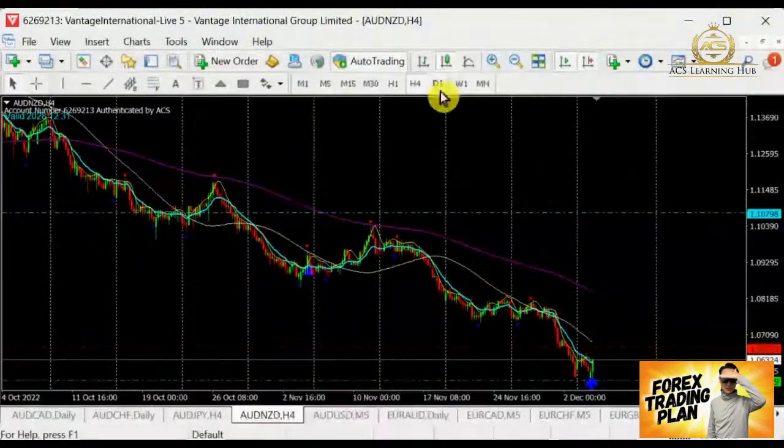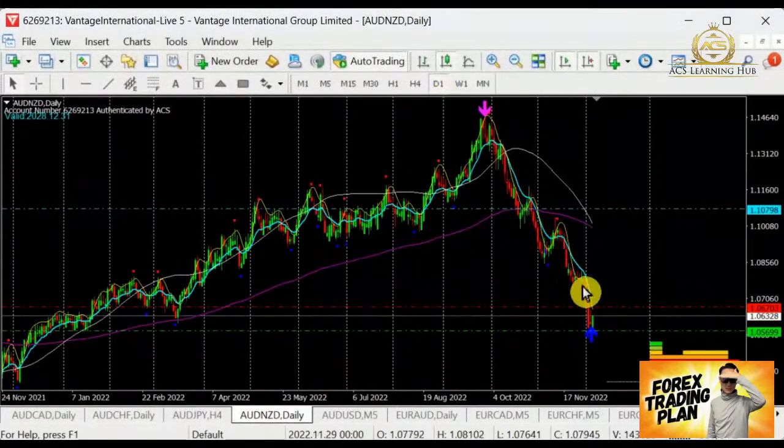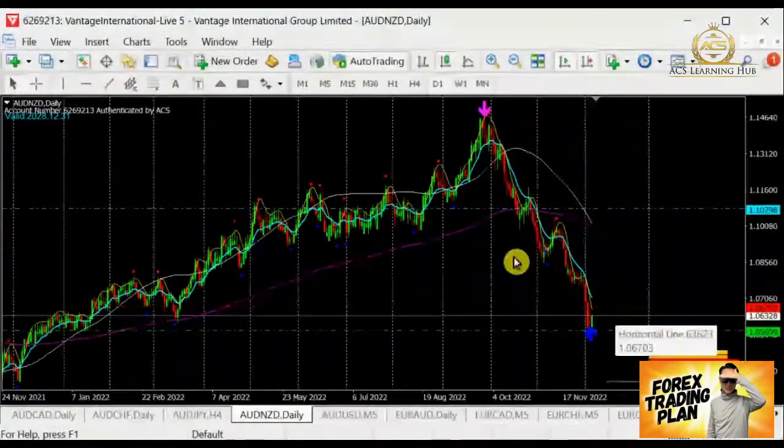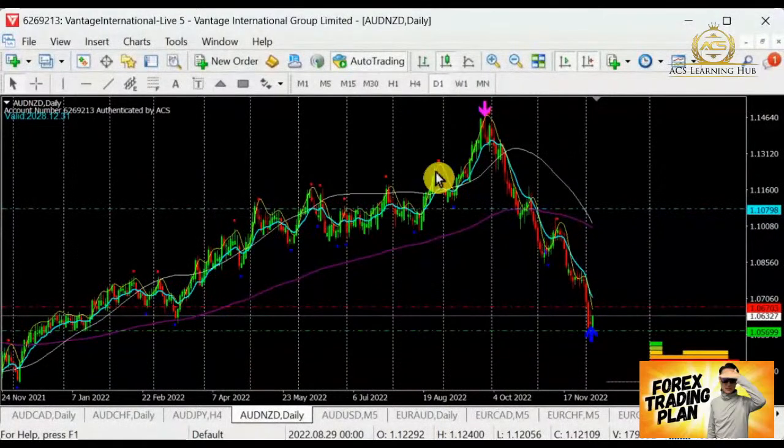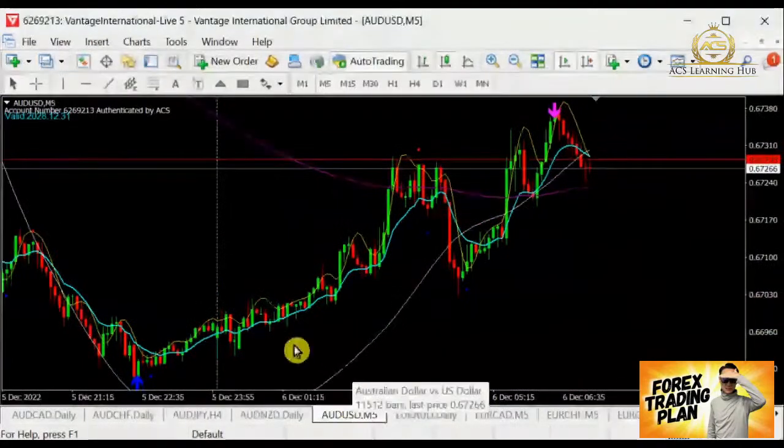Well, for Aussie Kiwi, we are in the bear, and today we are experiencing some retracement. So today is a retracement day for the Aussie Kiwi, so I'm going to leave this out first. All right, okay, next to go for Aussie dollar.